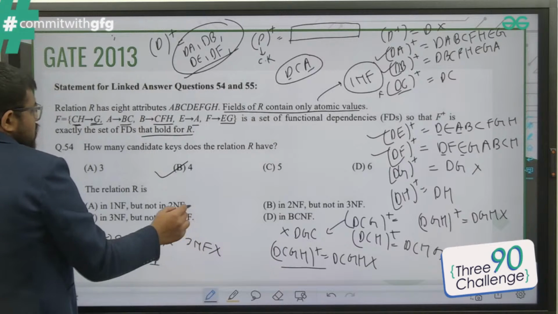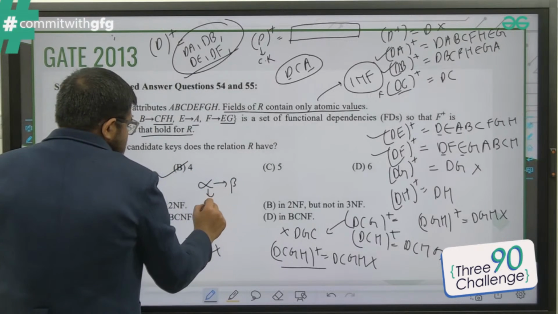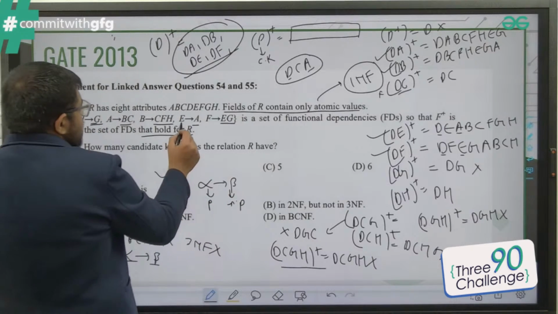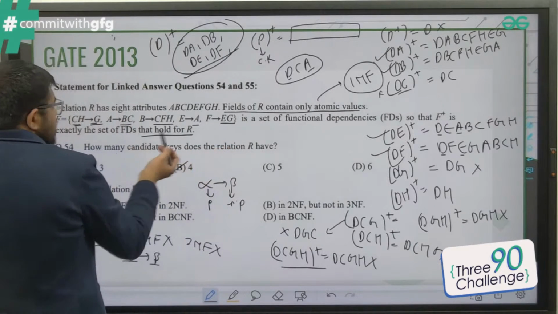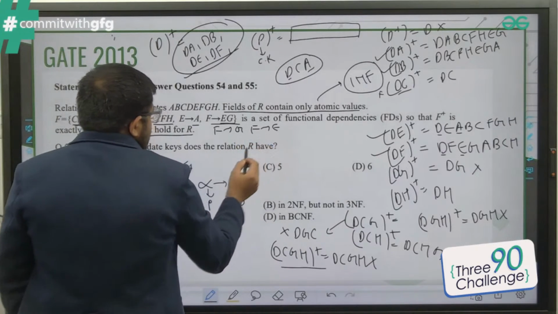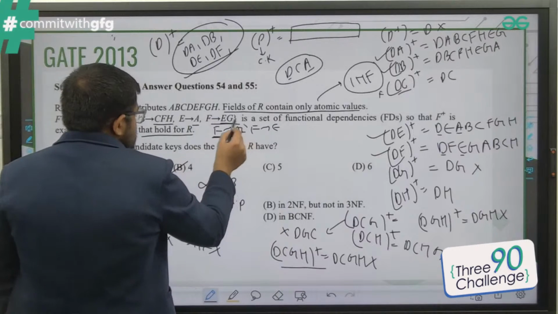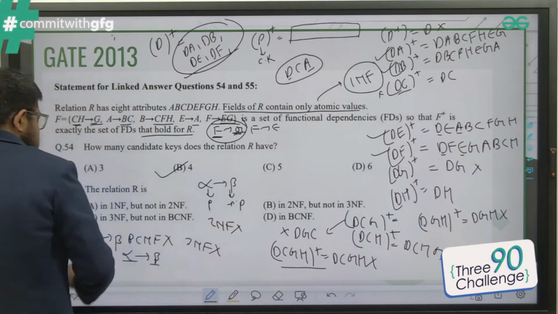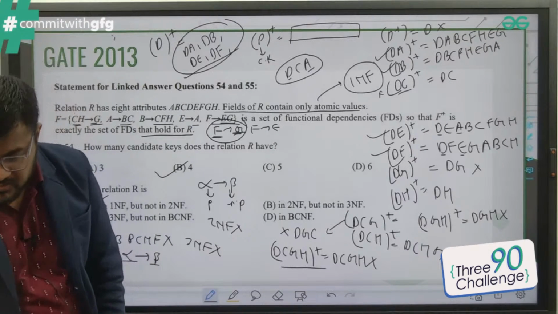So 2NF. For 2NF, there must not be any partial dependency. Partial dependency means this is a part of the key, a prime attribute, and this is a non-prime attribute. Now F gives me EG. So I can write F gives me G and F gives me E. Now F is a prime attribute because it is a part of the key and G is a non-prime attribute. So this is a partial dependency. So it is also not in 2NF. So the answer is it is in 1NF but not in 2NF. Yeah. Good, Pawan. Correct answer.